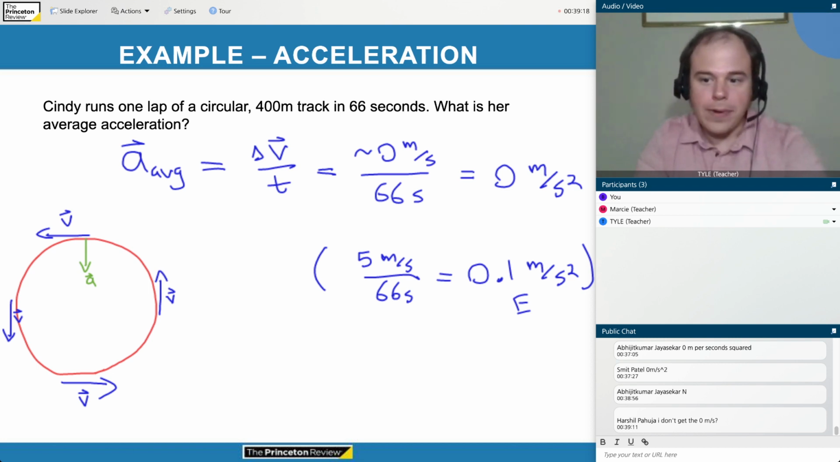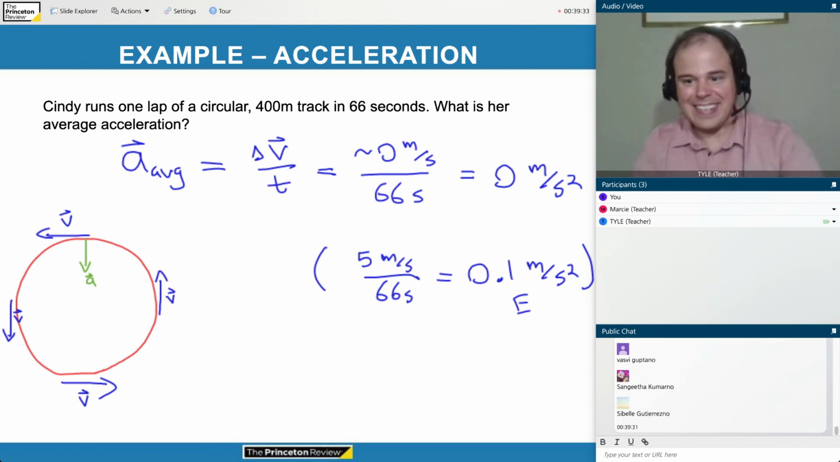Harshal, could you elaborate a little bit on your question? You said you don't get the 0 meters per second. Oh, I see. You don't understand why her change in velocity is 0. It's because she's running at constant speed. So both at the beginning and the end, she's running at about the same speed. Yep, good question.